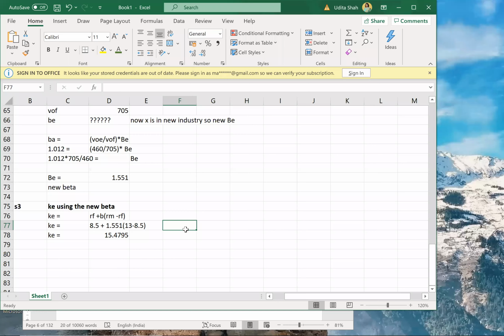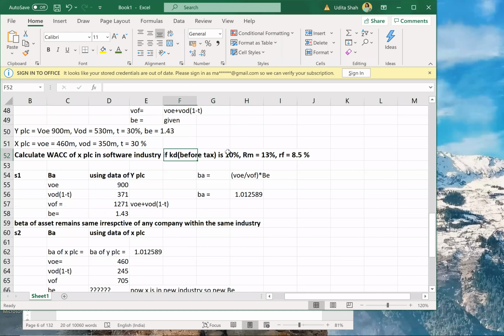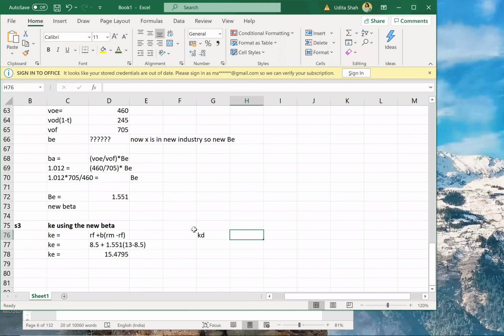Okay, so you have got KE now. KD they have given. What they have given about KD? Pre-tax KD, KD before tax here. KD before tax is 10%. Do I want before tax KD or do I want after tax KD? I want after tax KD. So KD after tax. KD after tax will be what? 10% into 1 minus T into 1 minus 0.3. Correct? That will be what? That will be 7% will be my KD. 7% will be my KD.